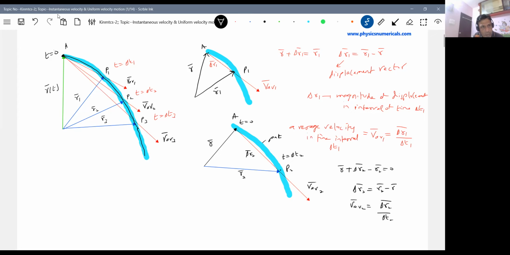So if a particle moves in interval of time delta T1, the particle will move from A to P1. Then it will have a displacement delta R1. Then the average velocity V average 1 will be like this. In interval of time delta T2, the particle will move from A to P2. Then how much displacement? Delta R2. Agreed. In interval of time delta T3, the particle moves along path A, P1, P2, P3. Then how much displacement vector? Delta R3. So this P3, let me write it as P now. Let me change it. So this will be much easier.